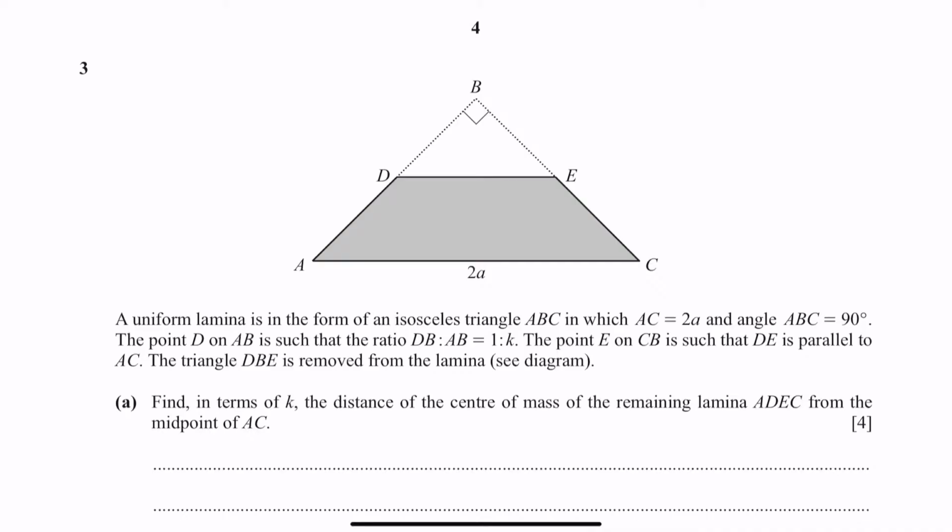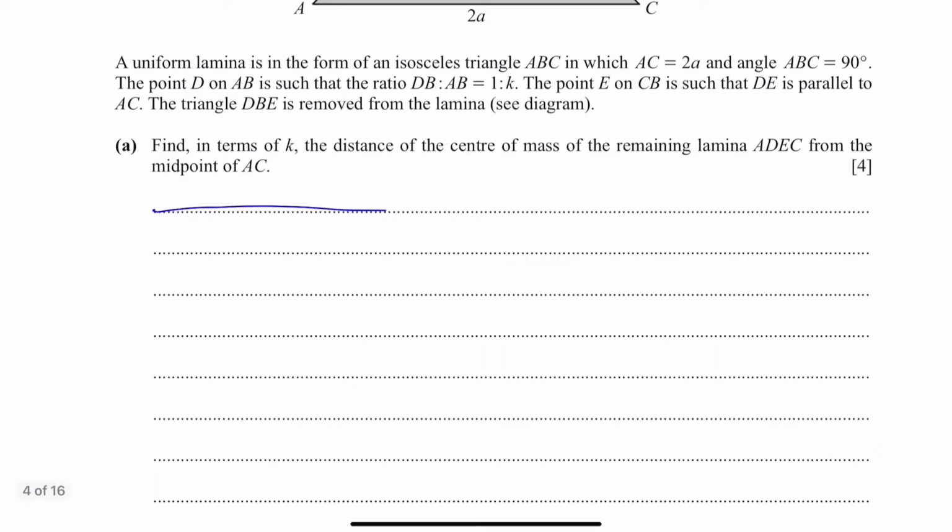So to find the center of mass, we would need the mass of the lamina and the position of the center of mass. But the mass of the lamina is not given, and we would only know the area of the lamina. And since it's a uniform lamina, we can say that the area of the lamina is directly proportional to the mass of the lamina. So we can use the area instead of mass. Let's draw a table.